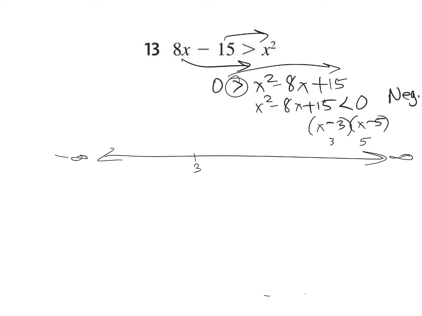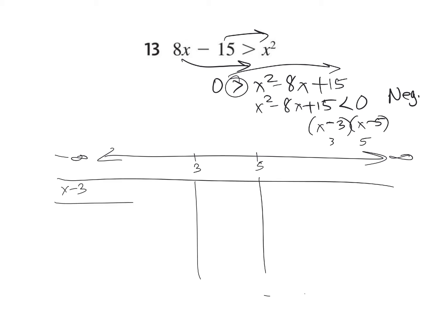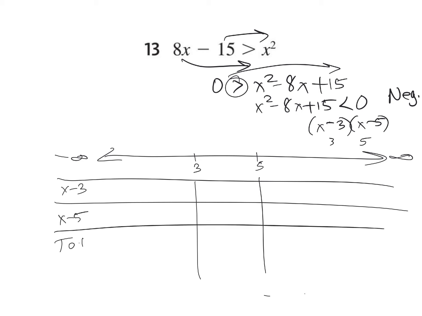And we have 3 and 5. And we're going to put x minus 3 here, and x minus 5, and the total. So less than 3, how about 0? 0 minus 3 is negative. 0 minus 5 is negative. That's positive. That's not what we want. Between 3 and 5 is 4. 4 minus 3 is positive. 4 minus 5 is negative. Multiply those together, we get negative.